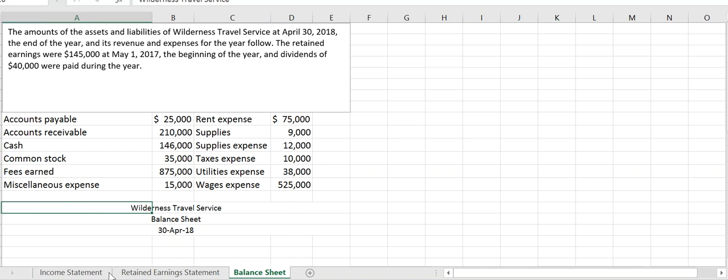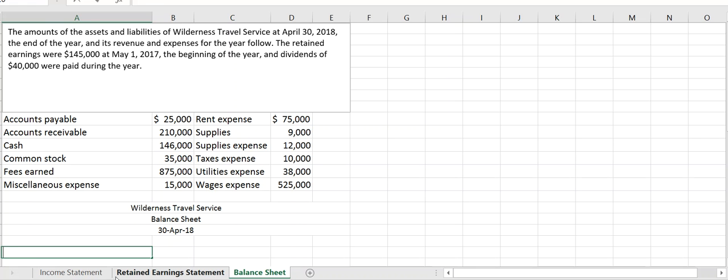Again, we started off with a title. We have the name of the business, the type of financial statement we're completing, and the one difference that we have in this title compared to our other two financial statements is that we don't write for the year ended April 30th, 2018. We simply put the last day of the fiscal year. We do this because our balance sheet is always a snapshot of where our assets, liabilities, and equities stand. I can't tell you how much cash I had throughout the entire year because it's constantly changing. Same thing with our liabilities. So we have to just show where those values are at the end of our fiscal year.